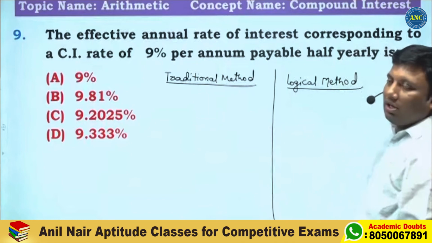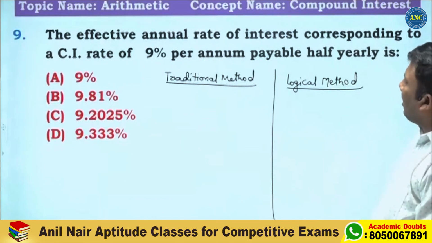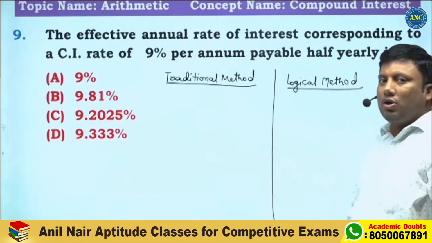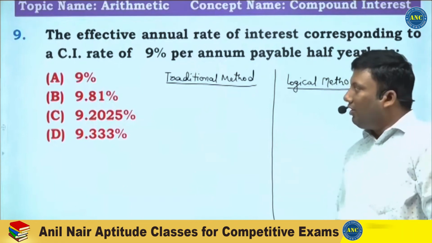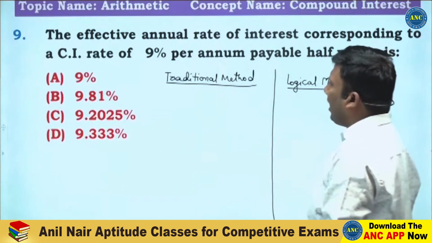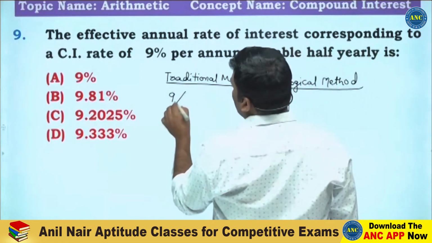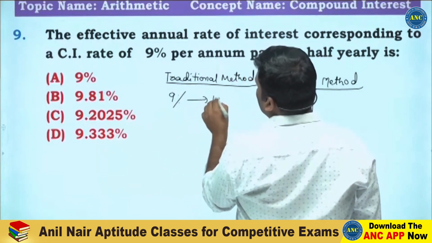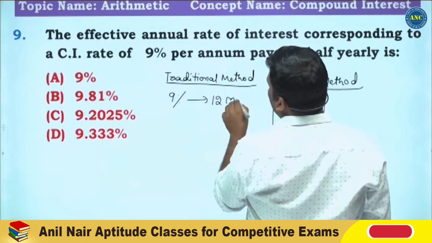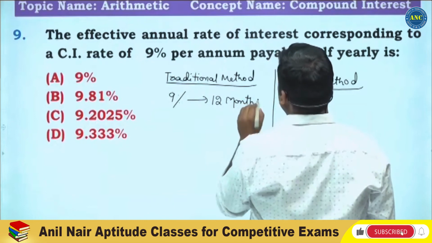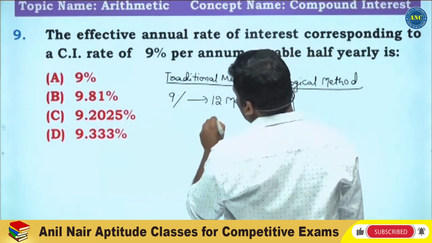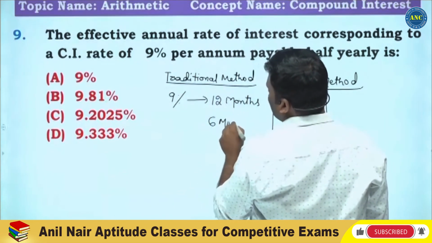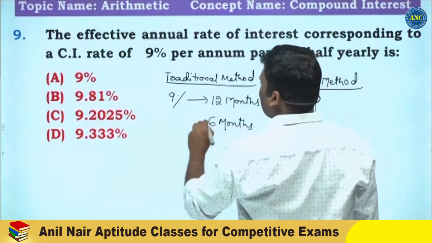Logical method to solve the problem. Effective annual rate of interest corresponding to compound interest at the rate of 9 percent per annum. Per annum it is 12 months. I require 9 percent for 12 months. I want half yearly, which is 6 months.